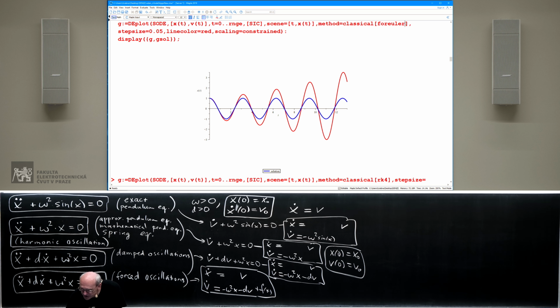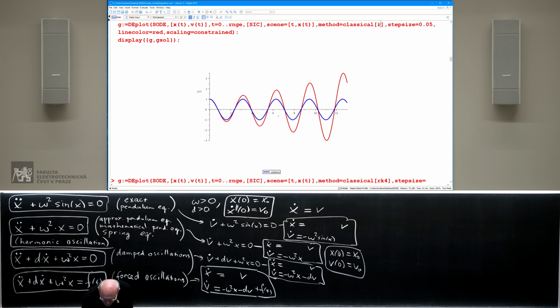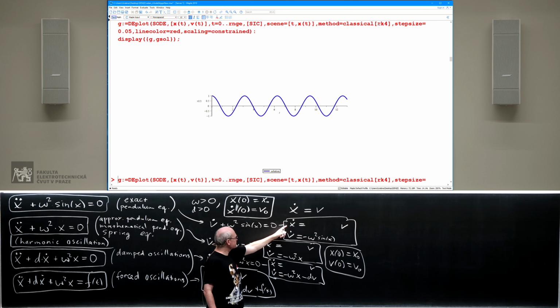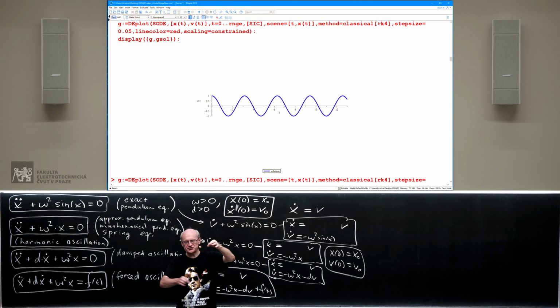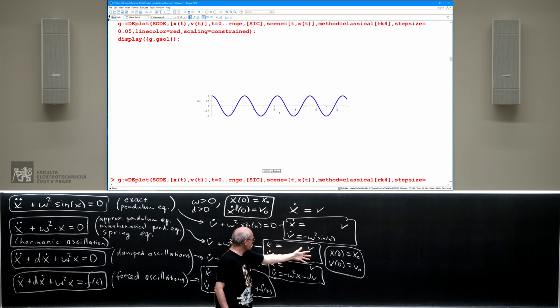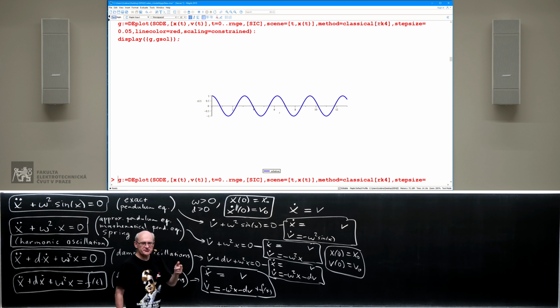So I'm going to replace the Euler method with RK4. And let's see, we got a perfect match. We are not really surprised. We know that the RK4 method is very good for, let's say, run-of-the-mill problems. Unless there is some tricky part, RK4 will do really well. Now, what we have here is actually just the variable x, because we are interested in x, the position of the pendulum. So I asked Maple to solve the system, but then I just looked at x. But in fact, we also have information about v, about velocity. So let's have a look at it.